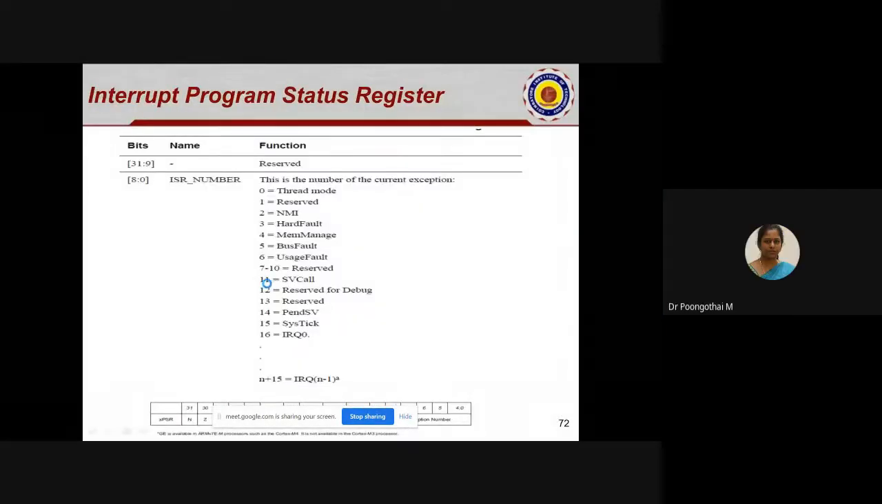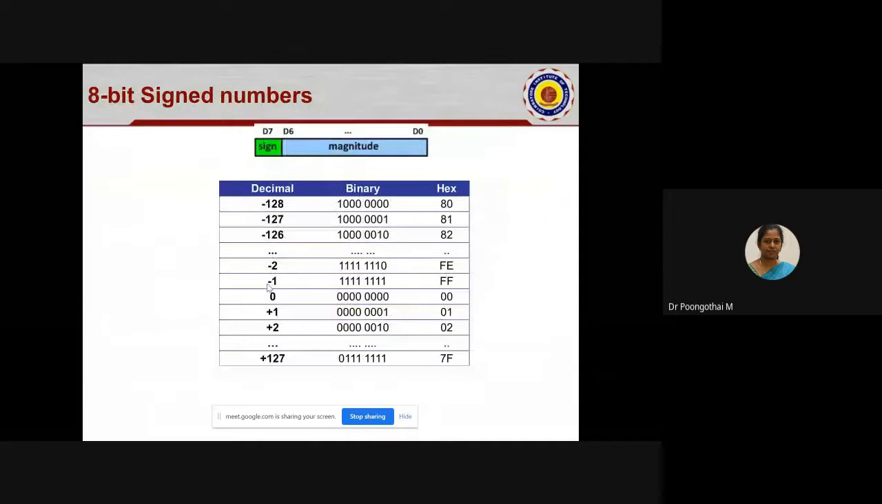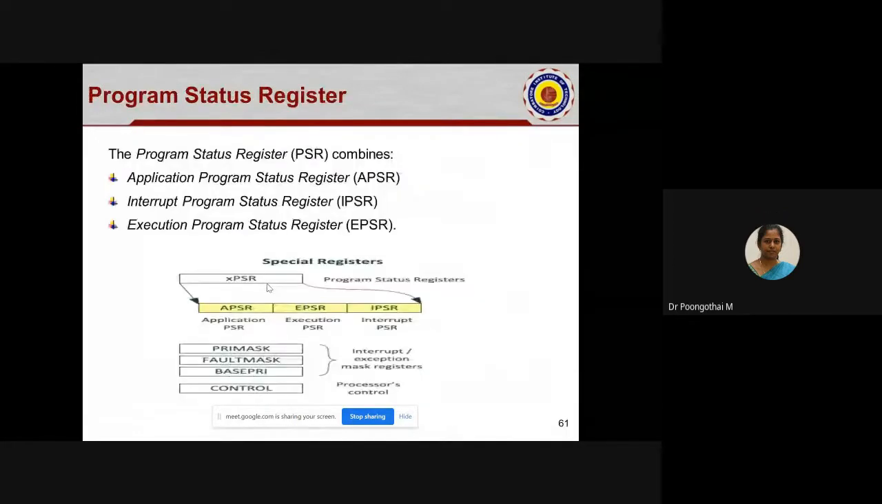So last class we discussed the XPSR register. So what is XPSR? Can anyone summarize it? XPSR is a program status register.